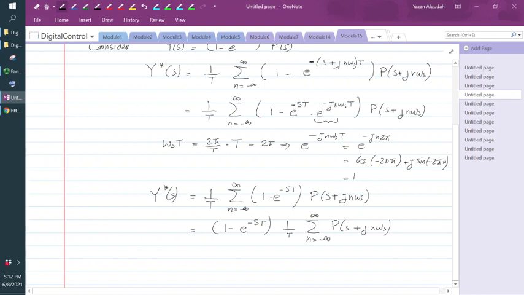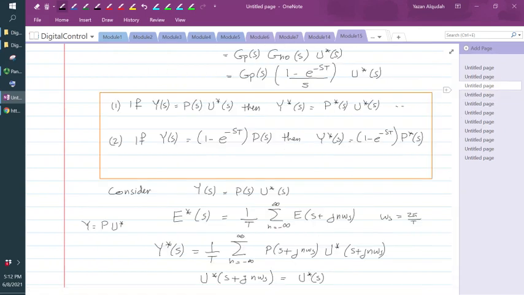Now looking at this, what is this equal to? 1 over T, the summation of P of s plus j n omega s, is nothing other than P star of s. And therefore, I can write y star of s as equal to 1 minus e to negative s multiplied by T, multiplied by P star of s. And this shows the second expression that we're going to be using. Okay. So going back, this is the expression that we're trying to simplify.